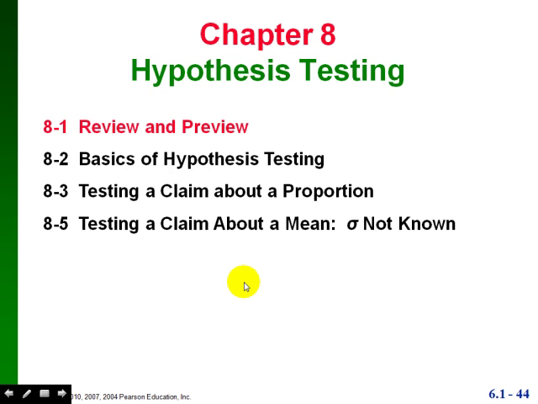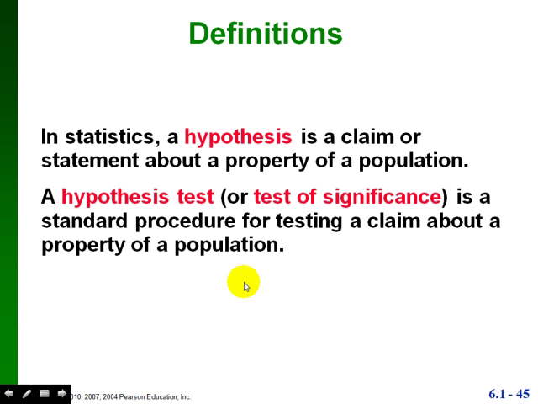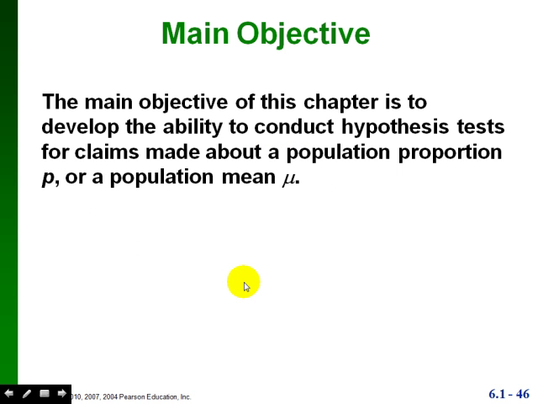Okay, now on to hypothesis testing. For some definitions, when we talk about a hypothesis in statistics, it's just a claim or some statement about characteristics of a population. And a hypothesis test, sometimes called a test of significance, is just a process that we go through for testing one of these claims. And in this chapter, with the sections that we're covering, we're going to talk about hypothesis tests that have to do with either population proportions or population means.